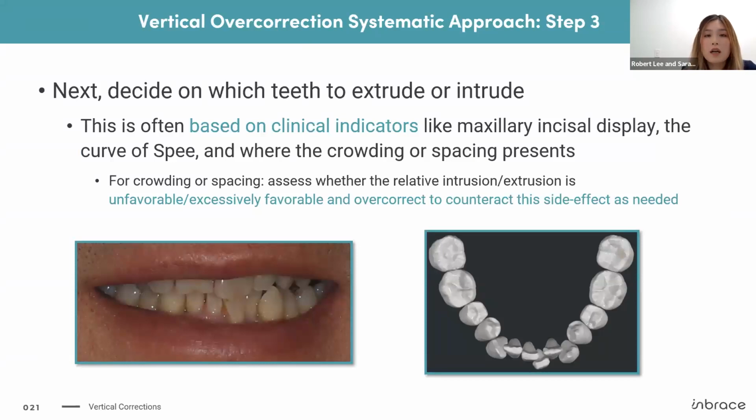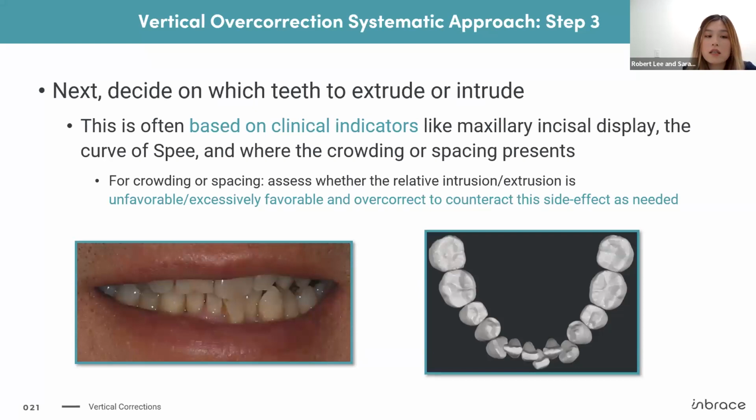After that, once you have decided what you want your setup overbite to be, you then decide which teeth to extrude or intrude. This is often based off of different clinical indicators like the maxillary incisal display, the curve of Spee, and where the crowding or spacing presents. So for crowding or spacing, you want to assess whether the relative intrusion or extrusion is favorable or unfavorable, and overcorrect that to counter the side effect.